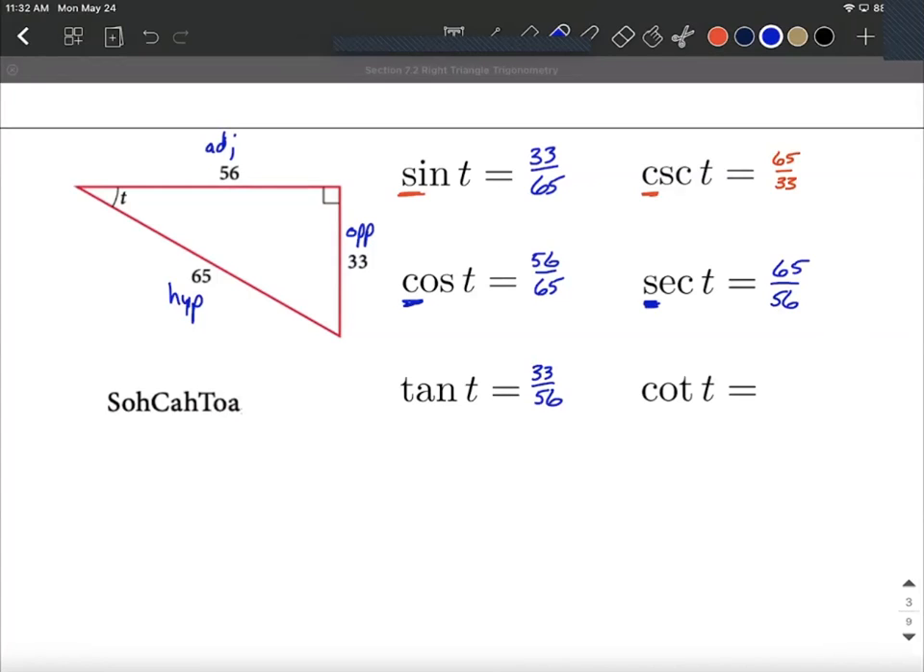Finally, tangent and cotangent go hand in hand. What we're going to do is invert this. The reciprocal relationship says 56 over 33. Now we have the cotangent. We have all six trigonometric ratios based on this right triangle.